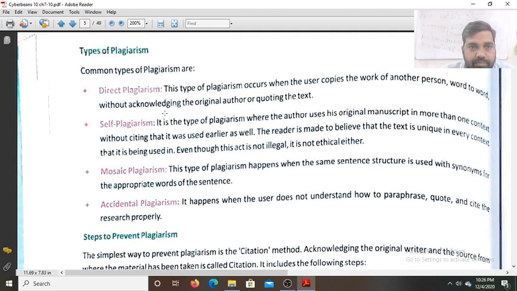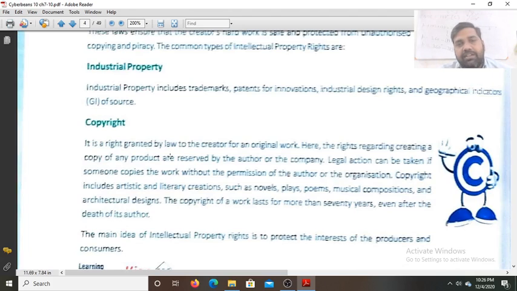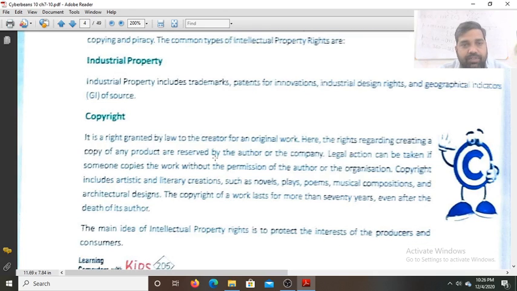Copyright. Copyright is a right granted by law to the creator for an original work. Here the rights regarding creating a copy of any product are reserved by the author or the company. Suppose an author has written a book and a publishing company has taken the copyright of that book, so only that particular publishing company can publish the book. If any other person without copyright tries to publish, and he is caught, some legal action can be taken against that company.